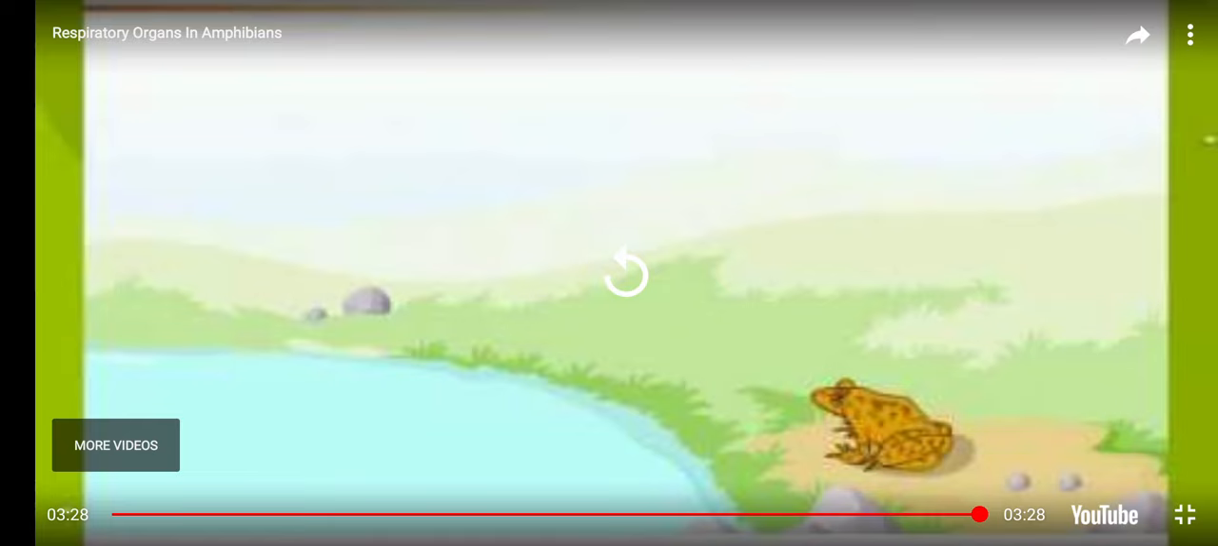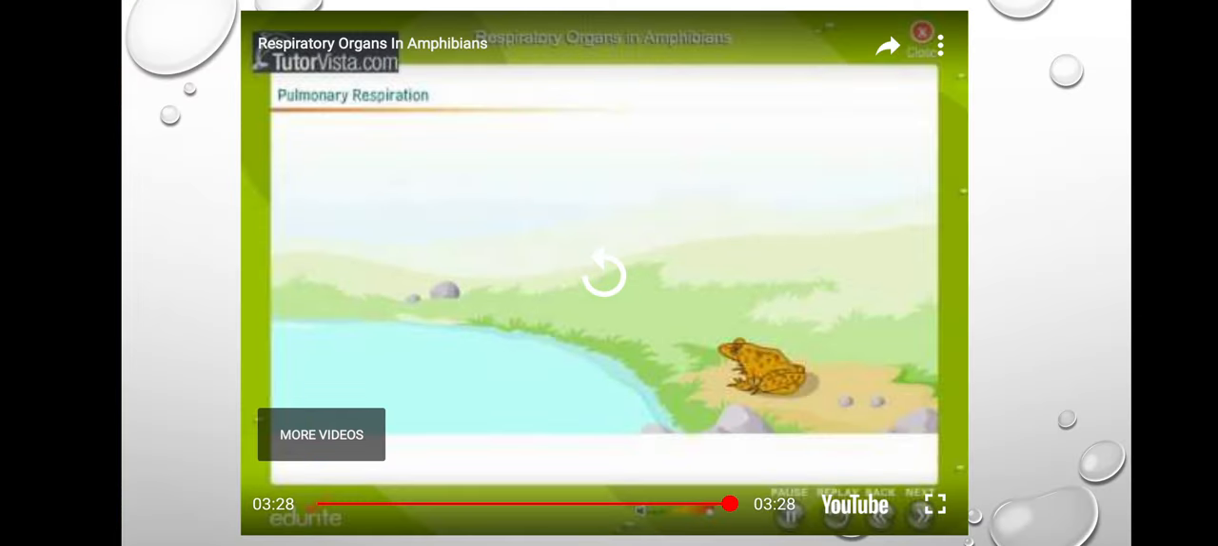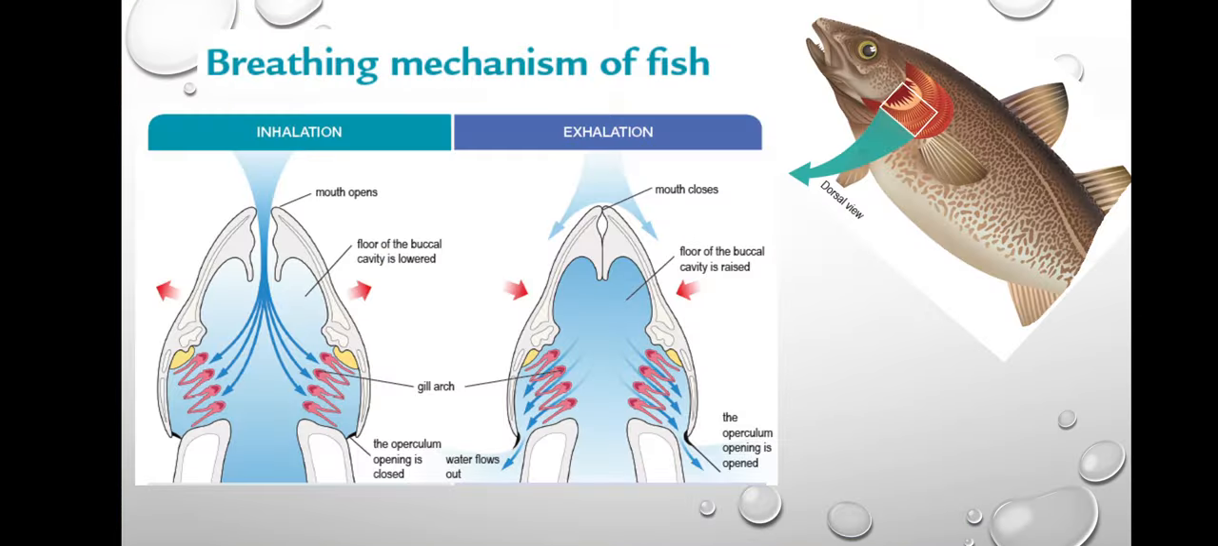So that is on frog. After frog we will see fish. So how do the fish breathe now? We have gills, right? Remember, fish have gills. Previously we have said that the fish breathe through the gills, where the oxygen is taken in.